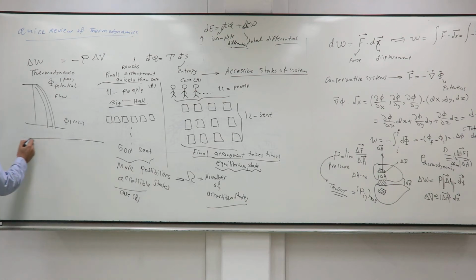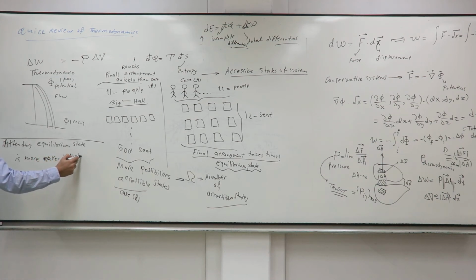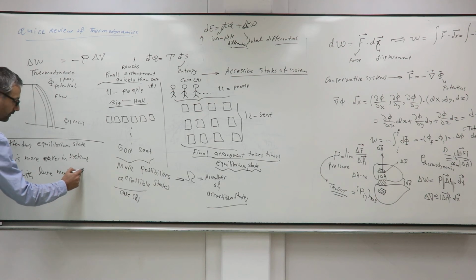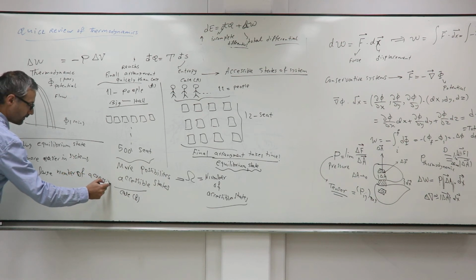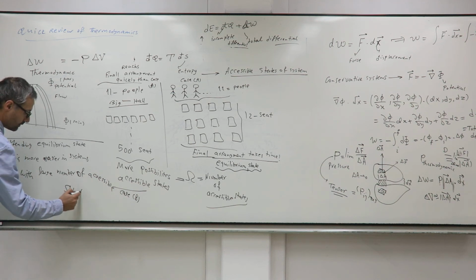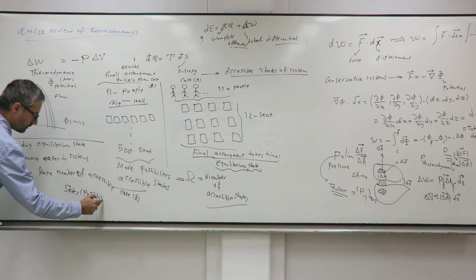So I make a very important statement here: attaining the equilibrium state is easier in systems with a large number of accessible states or possibilities.